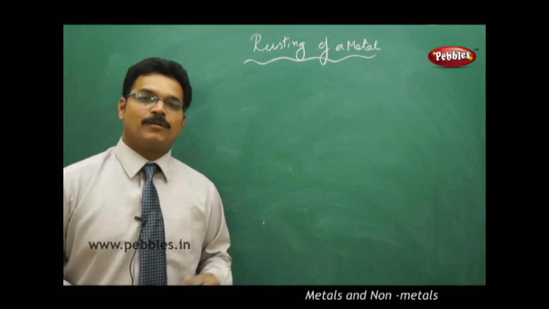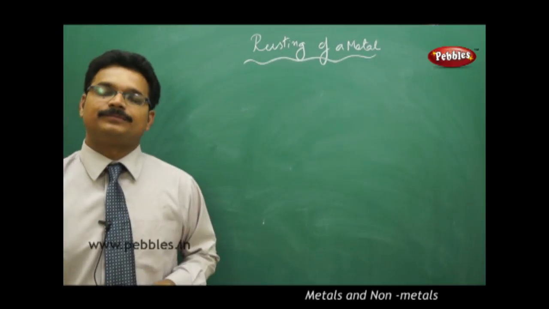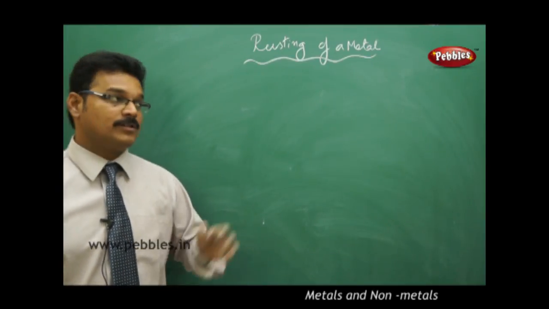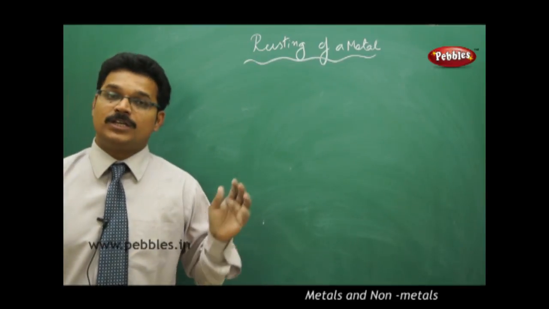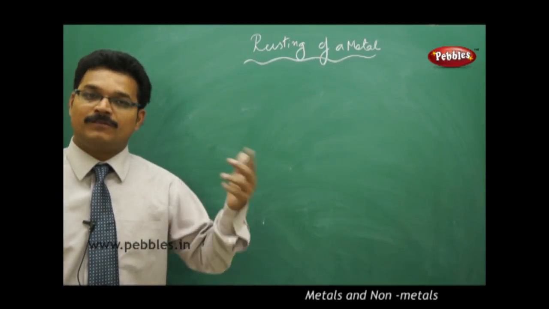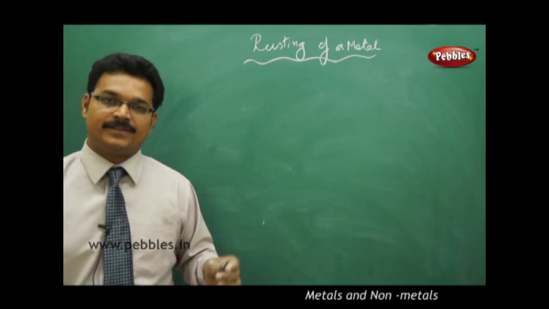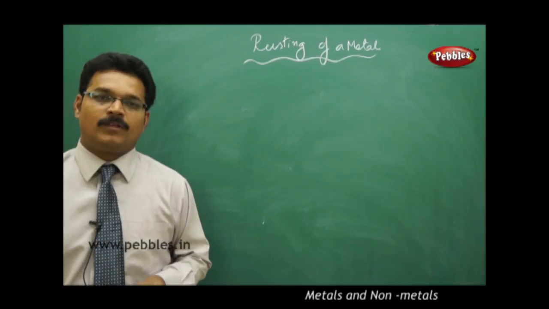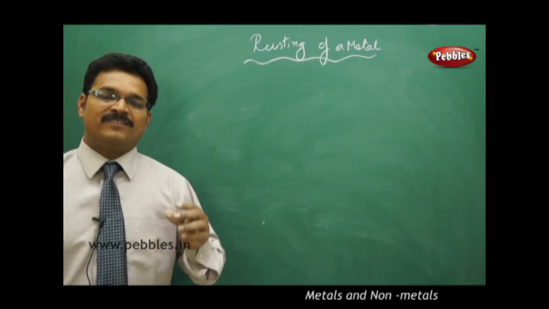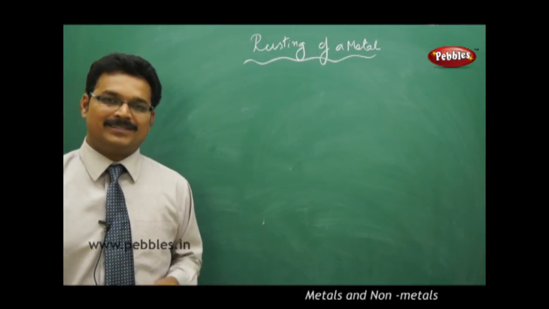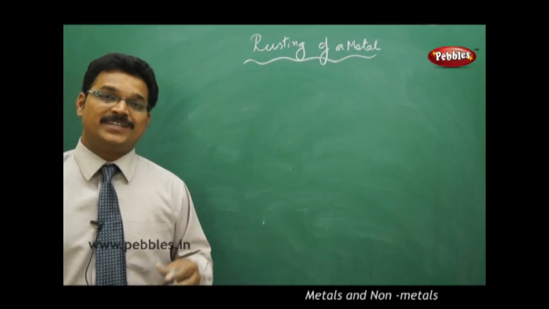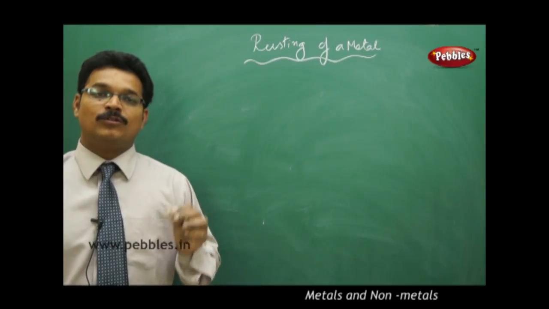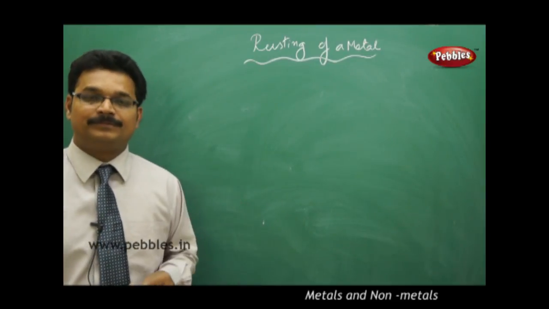We'll see the next chemical property, rusting of a metal. First of all, you have seen how they react with oxygen. Now this is rusting of a metal. You have learned a little bit about rusting in your previous class, grade 7. Now, what is meant by rusting? Rusting means a different form of layer formed on the metals, which will change the property of the metal. It's not a comfortable or good property of the metal.